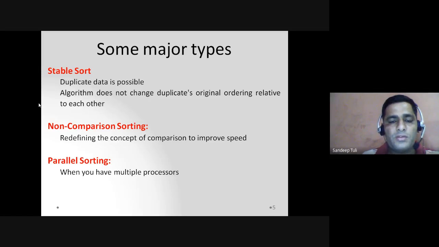That is very important actually. Stable sort is very important. And next one, non comparison, is also very important. These two features are there that differentiate the sorting algorithms.